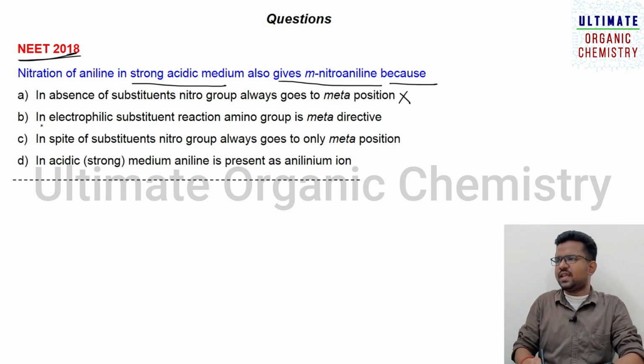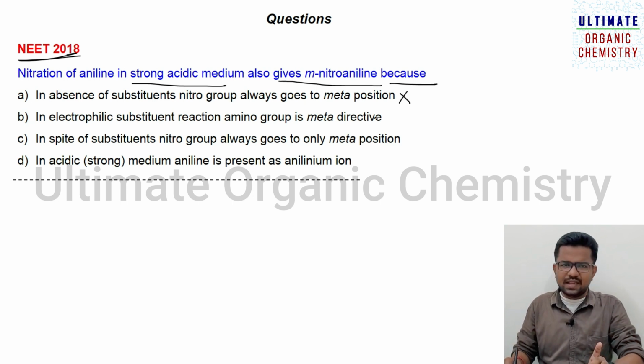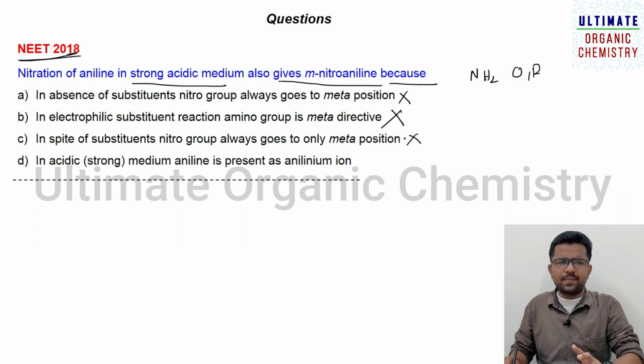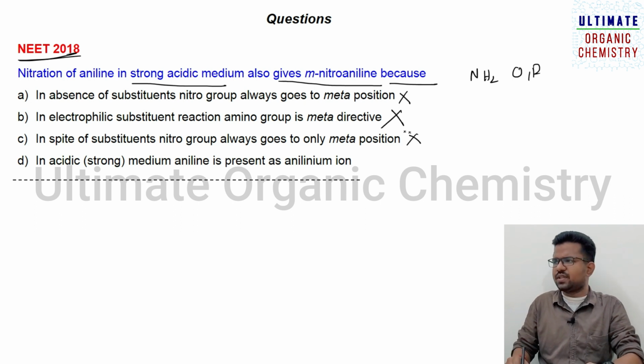So next thing is, in electrophilic substitution reaction, amino group is always meta directive. As I said earlier, this amino group is not meta director, it is ortho para director. So it is also wrong. So next thing is, in spite of substituents, nitro group always go to only meta position. This is also wrong. That substituent can be electron donating or electron withdrawing, or it can be classified as ortho para director or meta director. So this is also wrong.